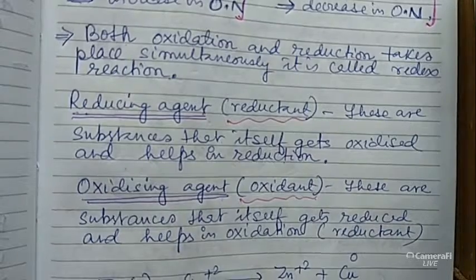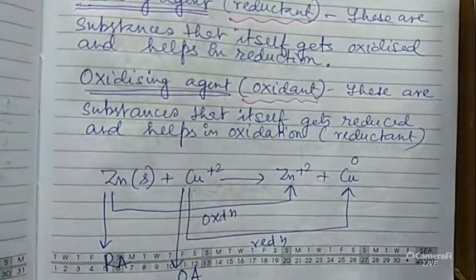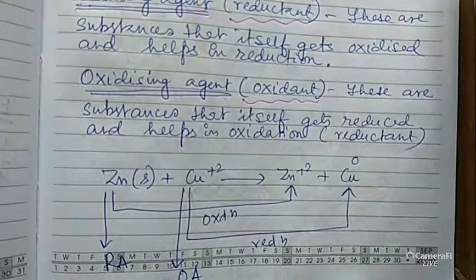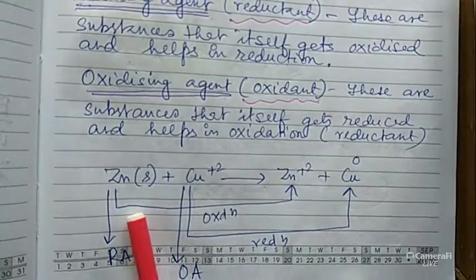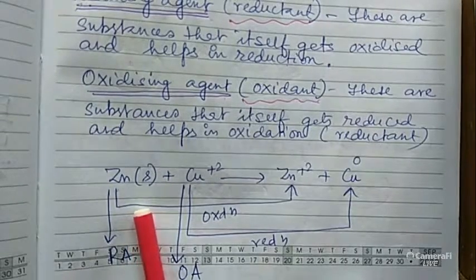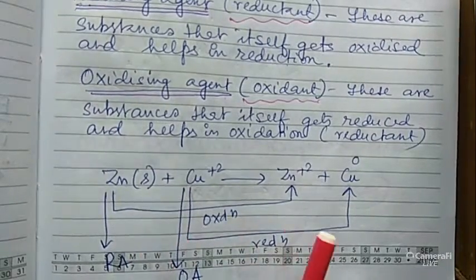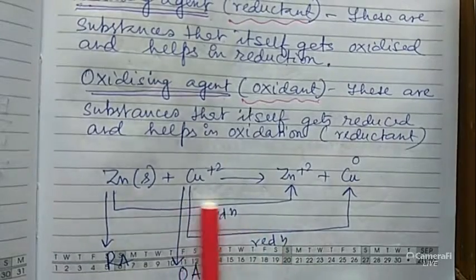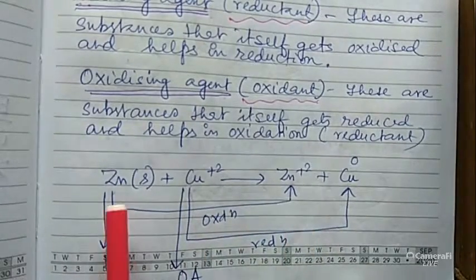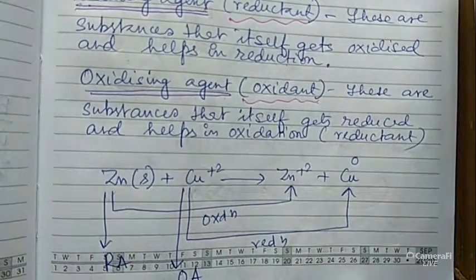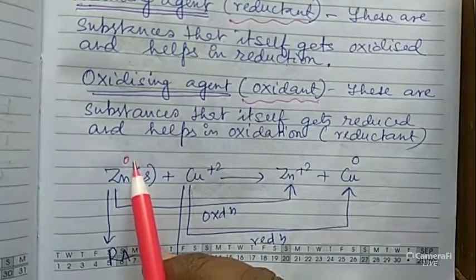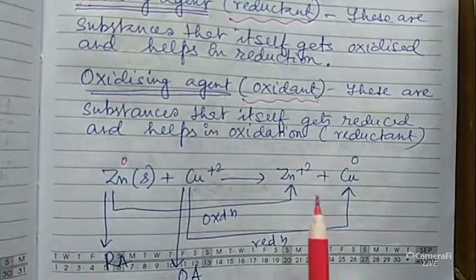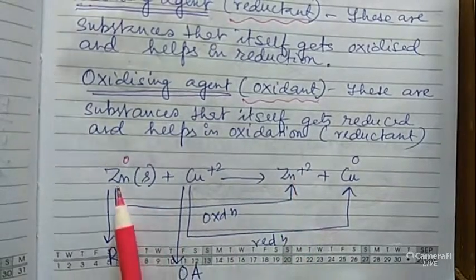Now we have a reaction over here. Check this reaction. We have metallic zinc that is made to react with copper plus 2. As we know that zinc is much higher up than copper in the electrochemical series, so zinc will change to zinc plus 2, and copper plus 2 changes to copper. Zinc is having zero oxidation state, and it changes to zinc plus 2.